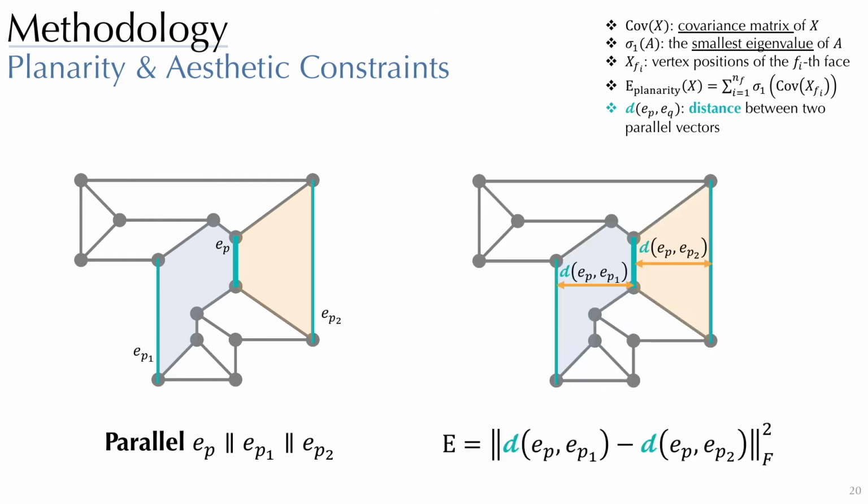In this case, it would be plausible to have E of P lying in the medial axis, which means the distance between E of P and E of P1 should be equal to the distance between E of P and E of P2. We can easily formulate this energy as shown below. Here, D is a function that measures the distance between two parallel vectors.